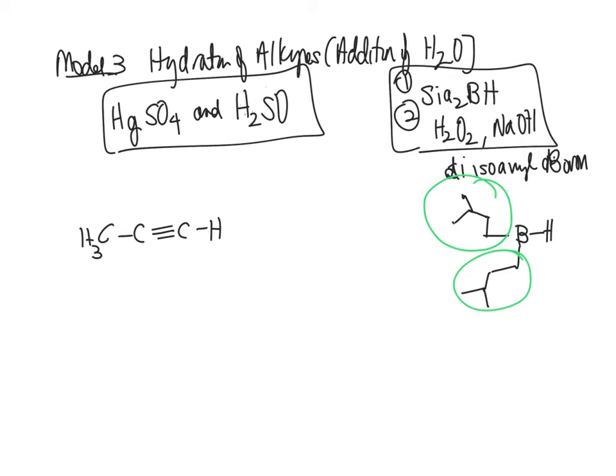And so it can deliver the boron with diisoamyl to one of the carbons, and then it can deliver the hydrogen to the other. You probably remember BH3 and THF for the alkenes, so it's very similar. And you probably remember mercury acetate and water for delivering of water to the alkenes. So the reagents change just a little bit, but we're still adding water.